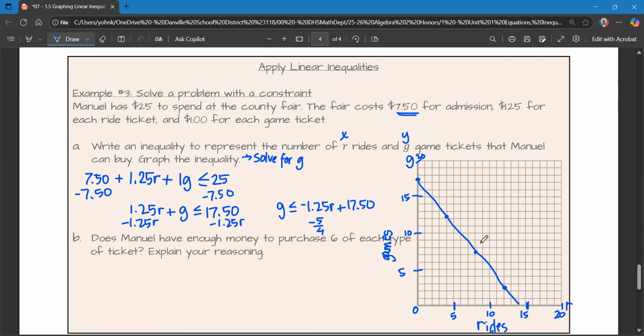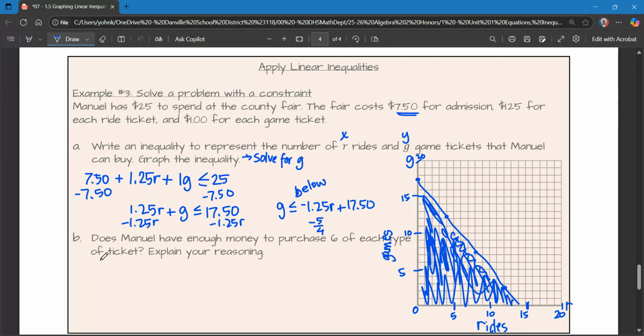All right, we also need to shade because it is an inequality. The less than symbol means to shade below. So if you're looking at this graph, below is underneath. So it's basically all of this in here. Sometimes you do shade the outside and sometimes you shade the inside. So it's just whatever the problem is.